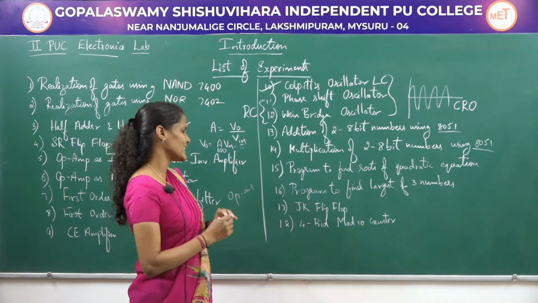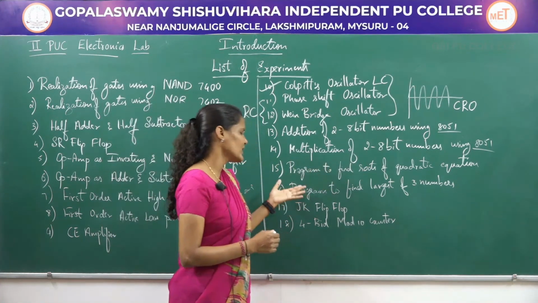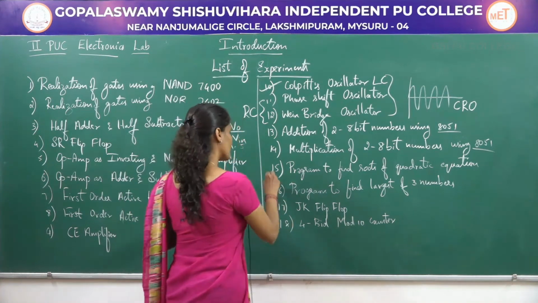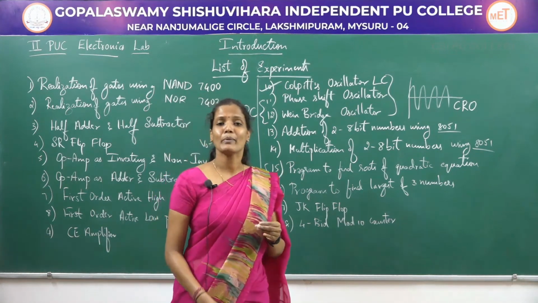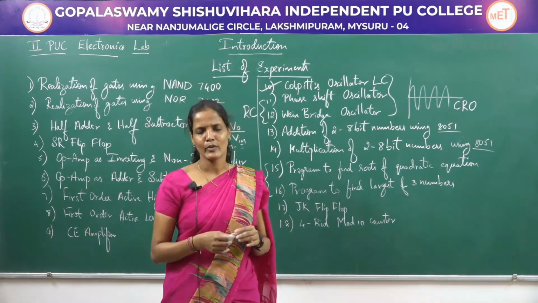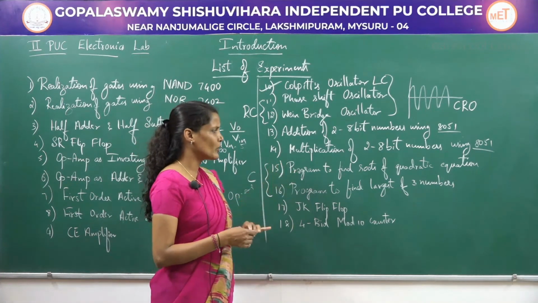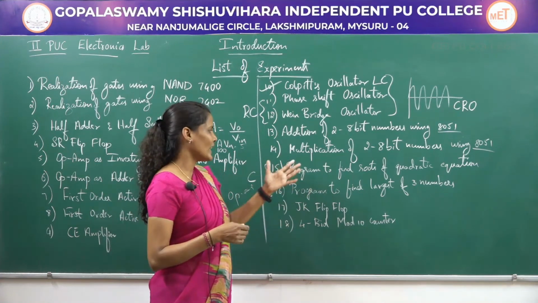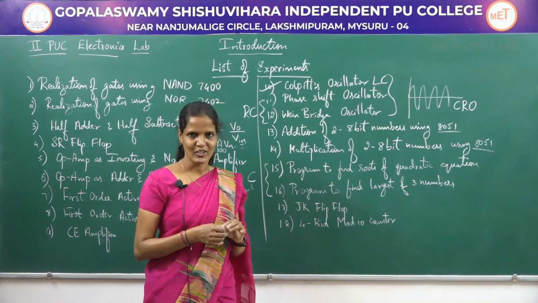Coming to the 15th and 16th experiments, that is a program to find the roots of a quadratic equation and a program to find the largest of three numbers. These two are C programs. Yes, C programs will also be studied, as I have already discussed in your syllabus. So these are the two programs we are going to conduct in the computer lab, with the help of which we are going to see the output for different combinations of input.